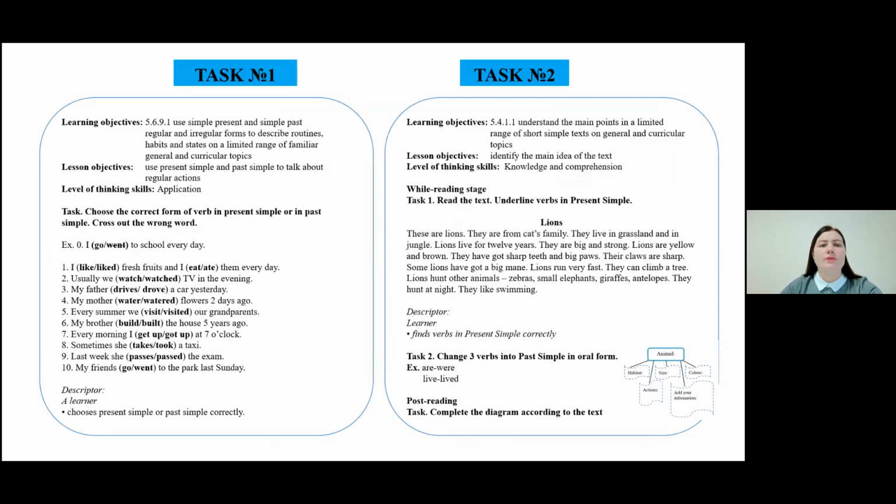Here, I would like to introduce you to task 1. I developed this task to achieve the following learning objective. The first learning objective of reading for the 5th grade: understand the main points in a limited range of short, simple texts on general and curricular topics. I identified the following assessment criteria for this learning objective. Identify the main idea and specific information of the text. And this learning objective develops the knowledge and comprehension level of thinking skills of the students.